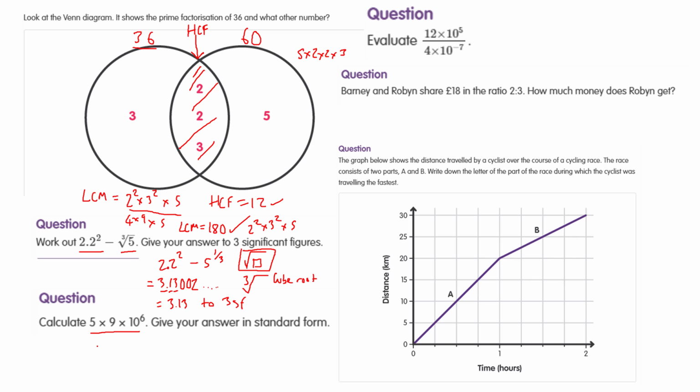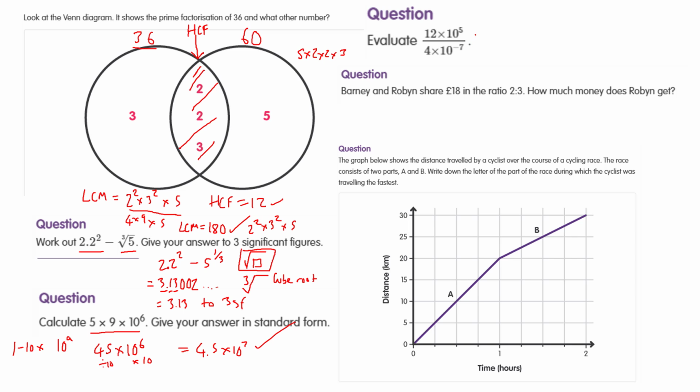So what's 4 times 9? That's 36. So we're going to get 45 times 10 to the power of 6. Remember, standard form is a number between 1 and 10 times a power of 10. So that's not in the power of 10. So what if I divide 45 by 10? Then what do I need to do to this one? Times this by 10. So that will become 4.5 times 10 to the power of 7. And that's giving you an answer in standard form. That is complete.